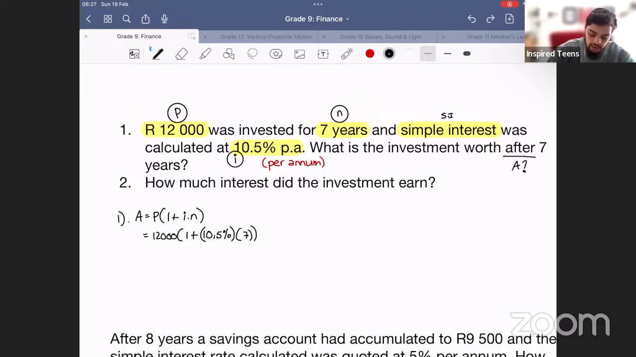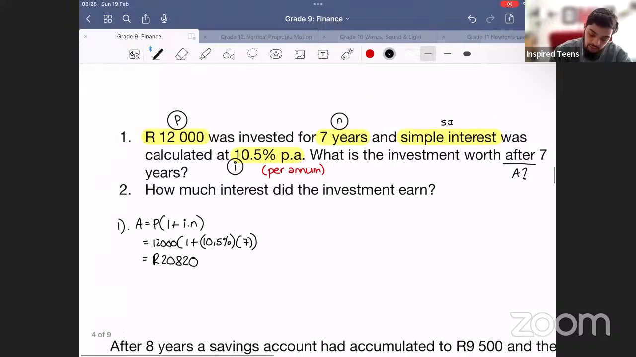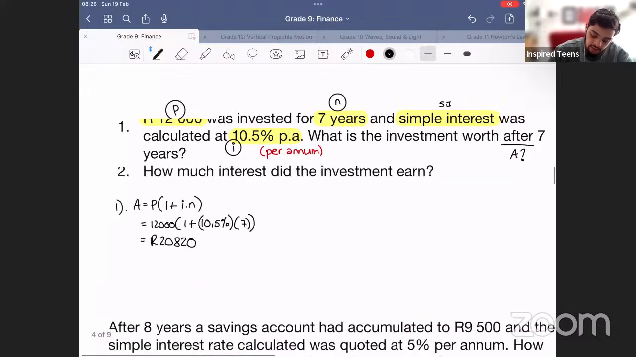Then you take out your calculator, and in your calculator there is a percentage sign, so you can utilize that. 12,000 open brackets 1 plus 10.5%, 7. And I am getting an answer of, if you guys are doing it, please check. Okay, I am getting an answer of 20,820. Okay, let us do it using the other formula, which is P times R times T over 100.